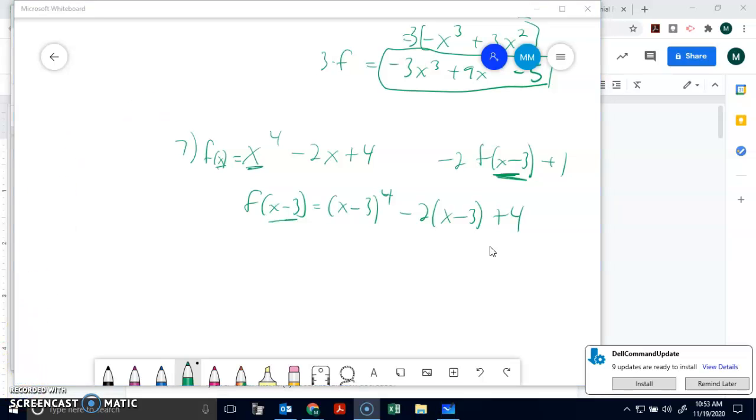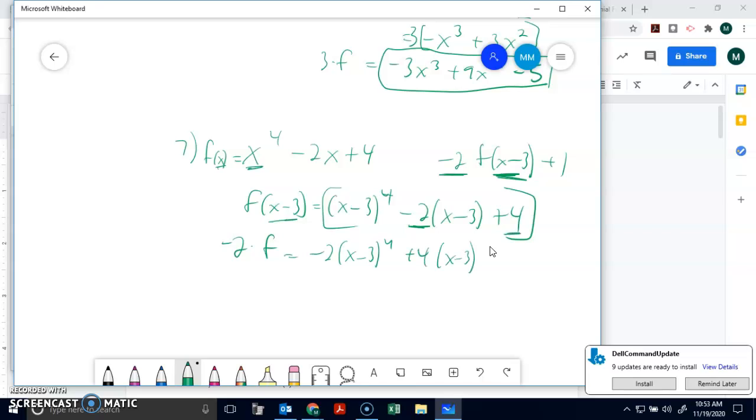And then it asks me to do that times negative 2. So take negative 2 times the function. So I'm going to multiply this whole thing by negative 2. So I get negative 2 times x minus 3 to the fourth. Negative 2 times negative 2 would make positive 4 times x minus 3. And 4 times negative 2 is negative 8. And then it asks me to add 1 at the end, negative 8 plus 1 makes negative 7. And that's the final answer. You can distribute this and simplify if you want, but because this is complex, I don't care if you distribute. We talked about that being the bonus.